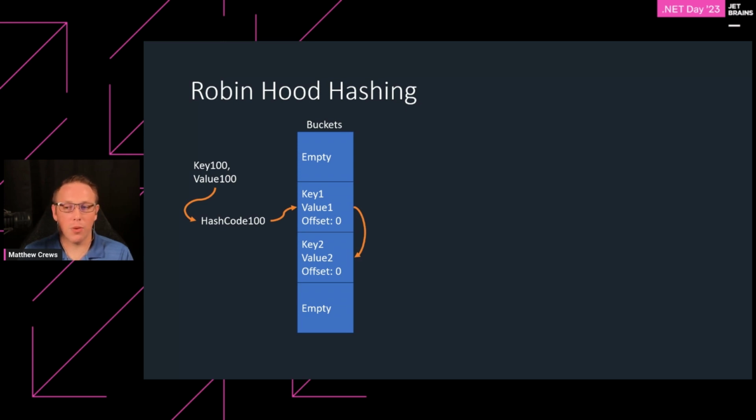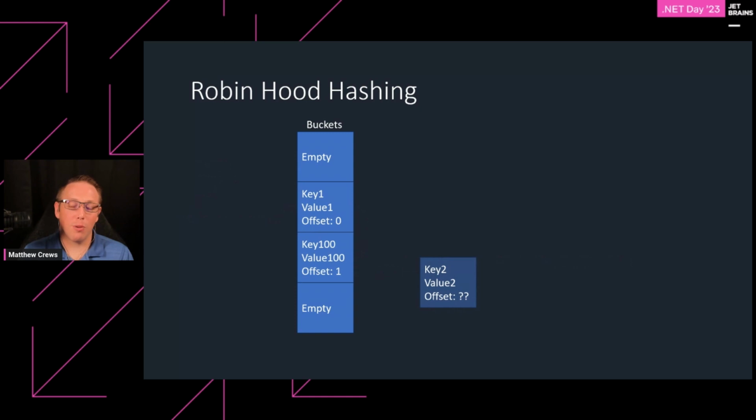But this is where it's different from linear probing. Key 100 would have an offset of 1 at this location. Key 2 has an offset of 0. You can think of key 100 as being poorer. It is worse off than key 2 at this location. And so what we do is we evict key 2 and we put key 100 in. And this is the idea of Robin Hood hashing.